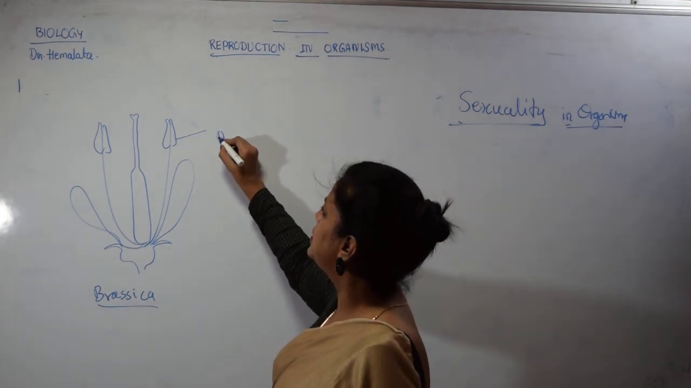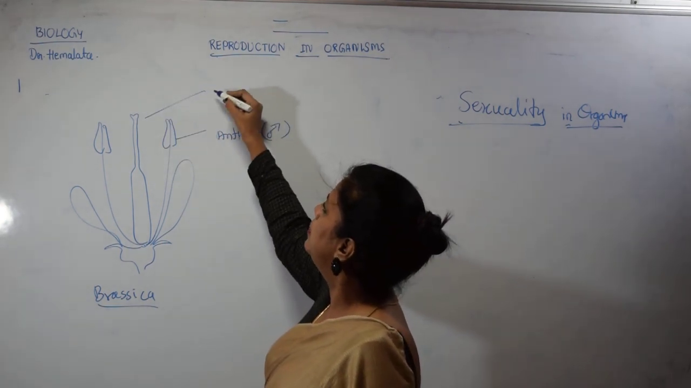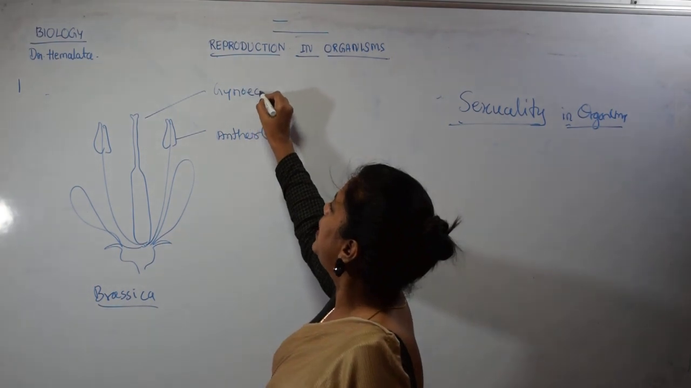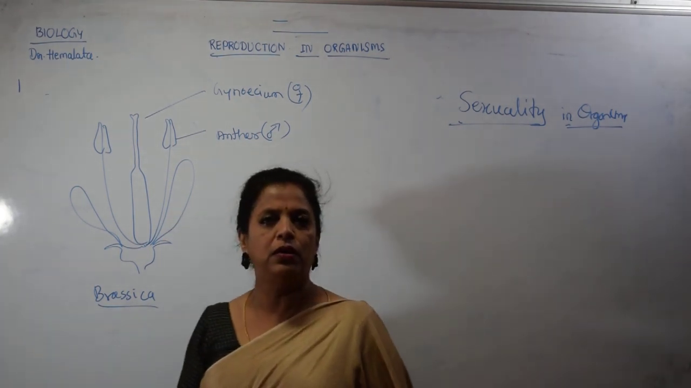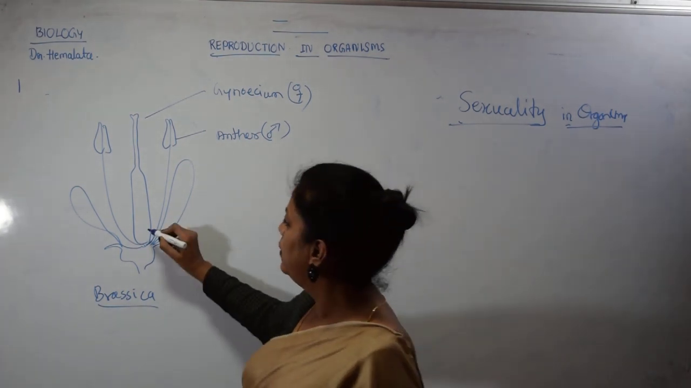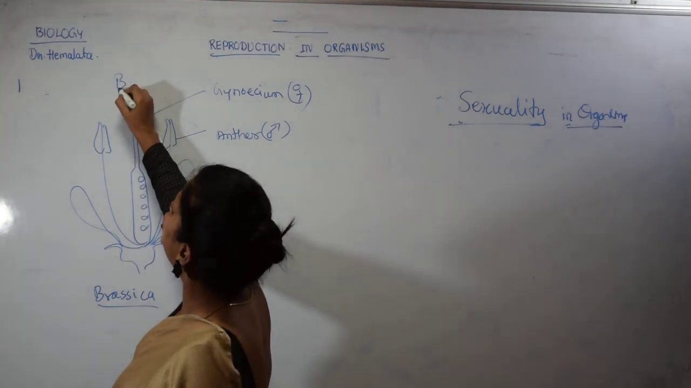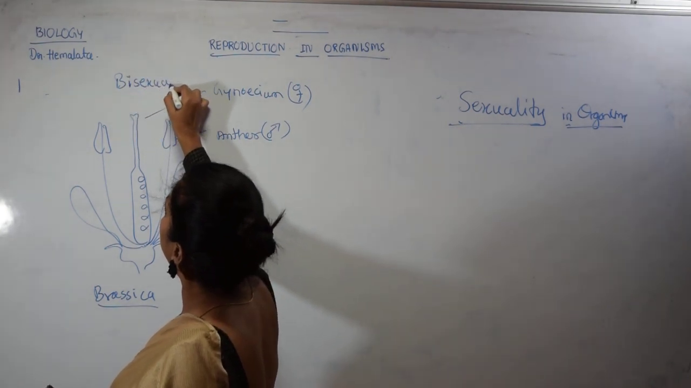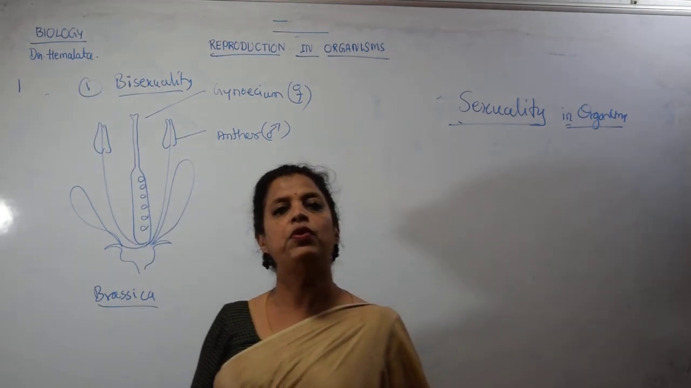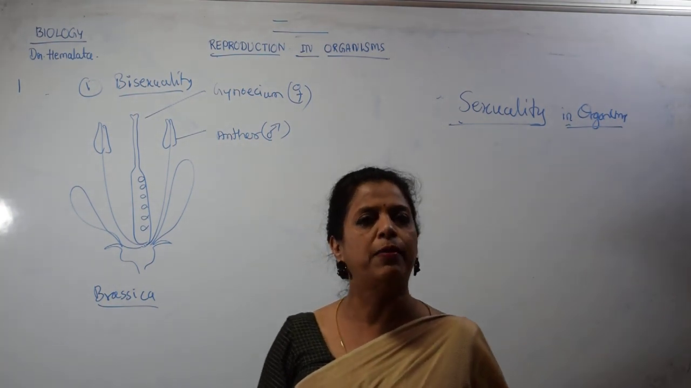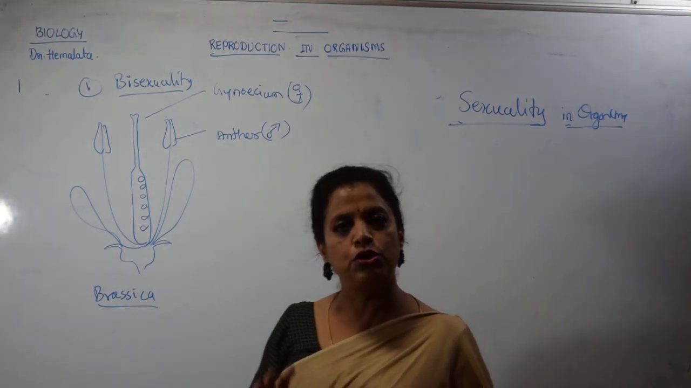This is a male sex organ, the anther, which is producing pollen. This is the gynoecium, which is the female reproductive structure. You can see here in one plant, one flower, both the sex organs are there. The male and female are together. We call such condition bisexuality. With the example you learn, it becomes easy. So first thing I am talking about in plants is bisexuality. Most of the flowering plants are bisexual. They have both male and female sex organs together, right?